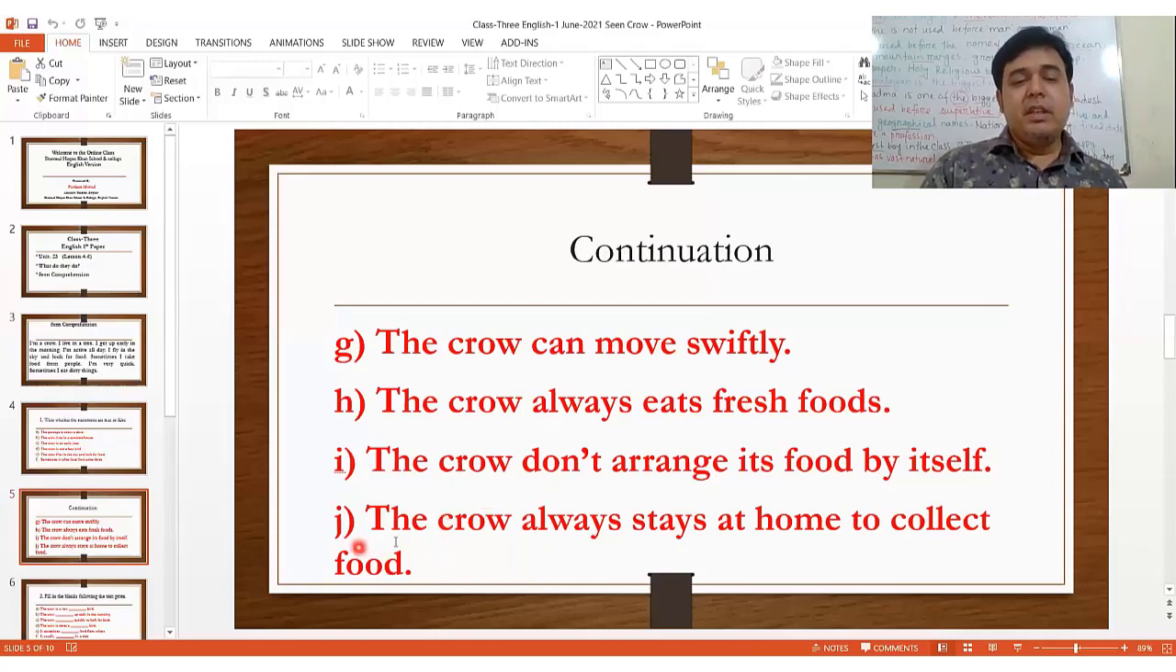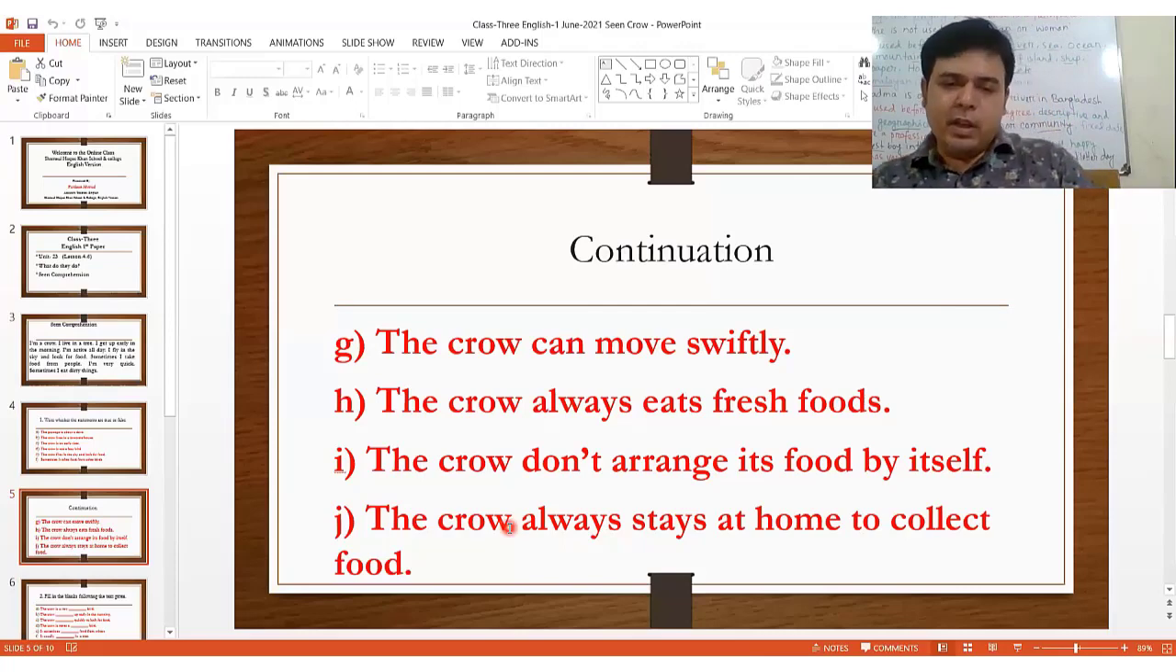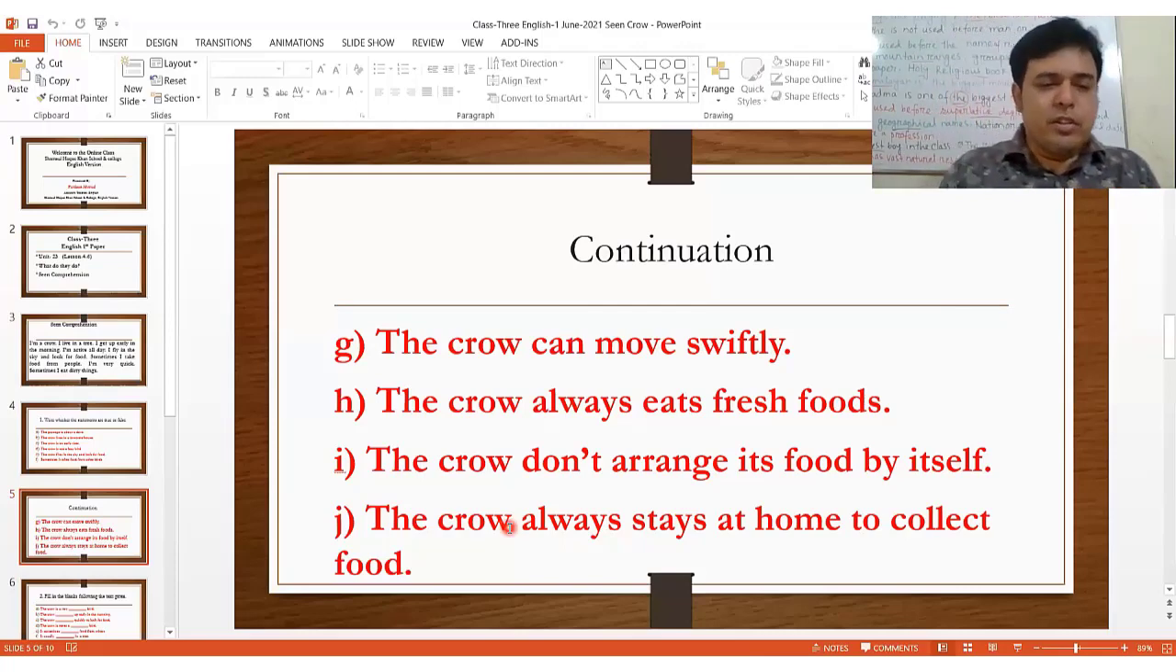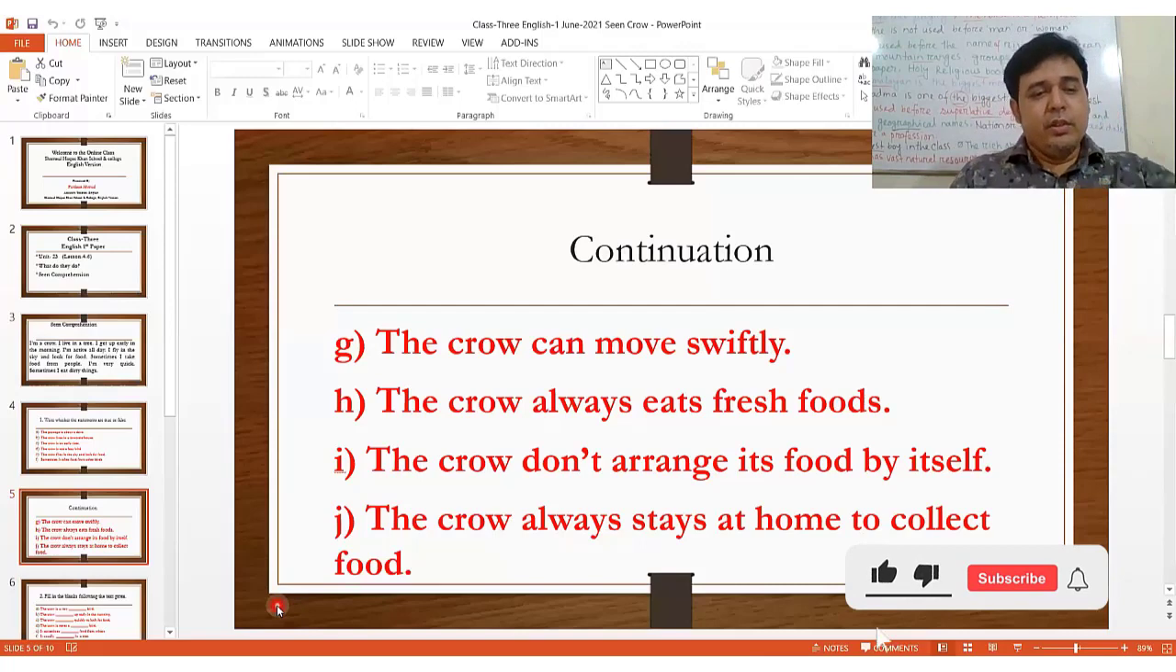Number J, the crow always stays at home to collect food. What do you think? That is also false, because the crow can't stay at home to collect his food. He has to move very fast. So, dear students, we have completed almost 10 true false. There are lots of variety. So, shall we go to the next question?